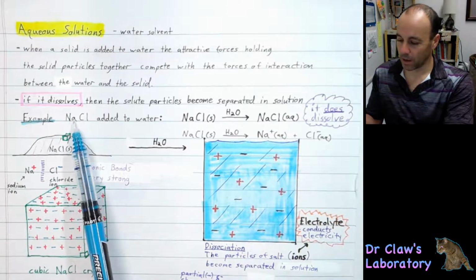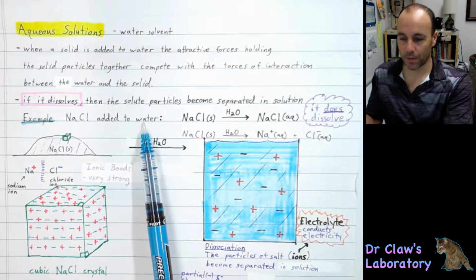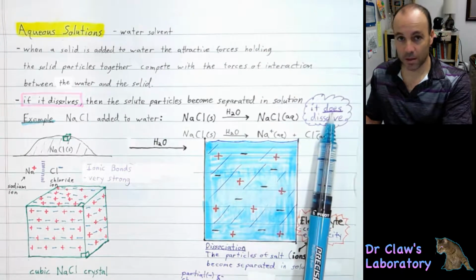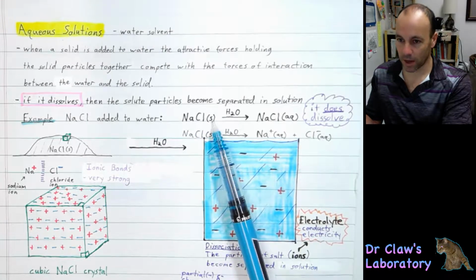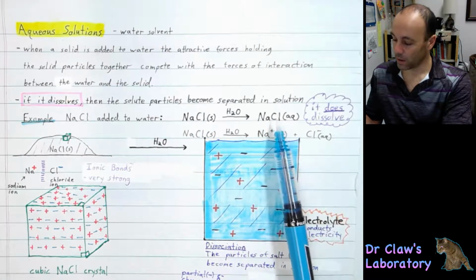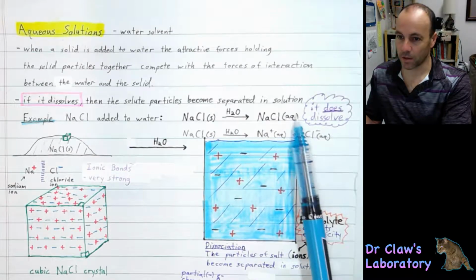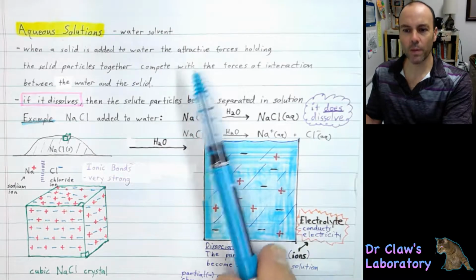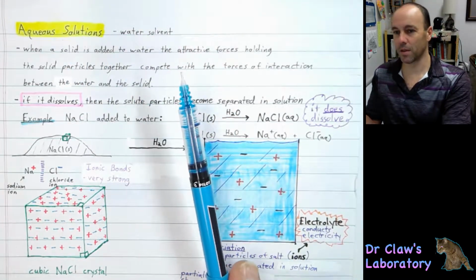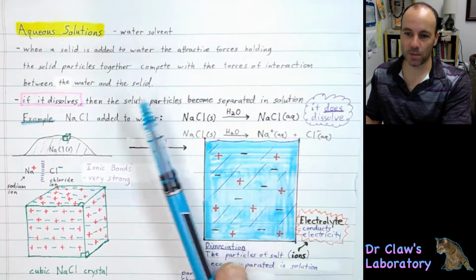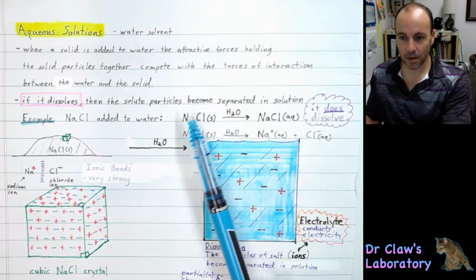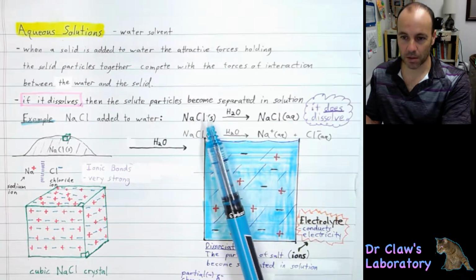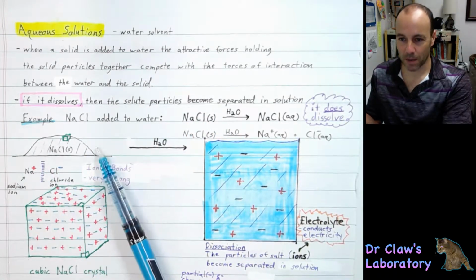For example, sodium chloride added to water. We know this does dissolve from experience, and you could write the chemical equation as sodium chloride solid with water yields sodium chloride in solution. So what about these attractive forces and the interaction forces between water and the solid? What's going on there? Well, let's look at the reactant material, the sodium chloride solid. So here's a pile of salt.